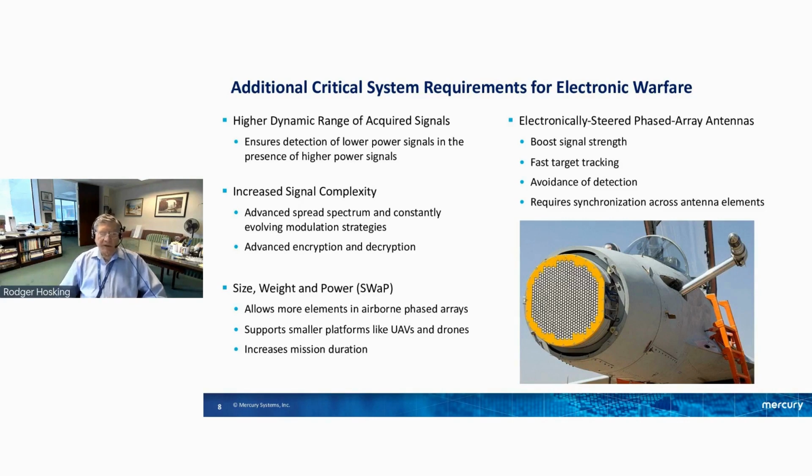SWAP, of course, is extremely important, especially for airborne and the smaller UAVs that are becoming increasingly popular. And last, electronically steered phased array antennas are really becoming widely used to have multiple elements within an antenna capable of steering the receive and transmit signal beams for a lot of really nice advantages without the mechanical structures of a dish that were previously done for that kind of steering.